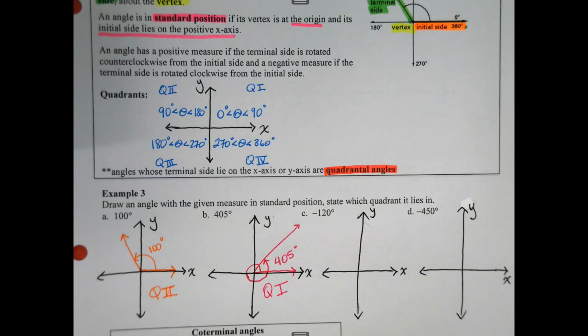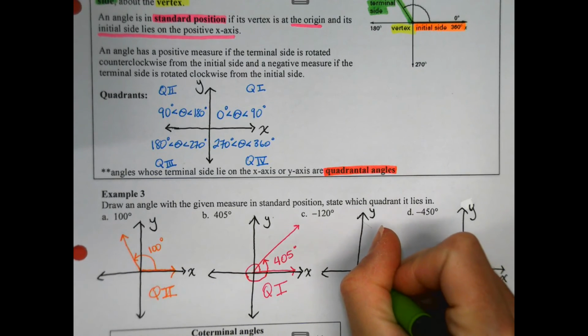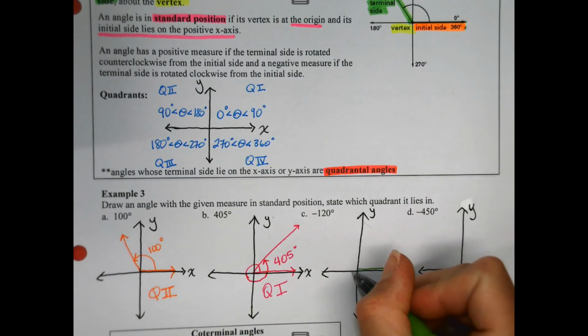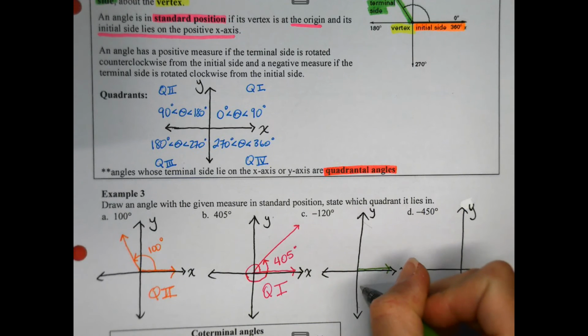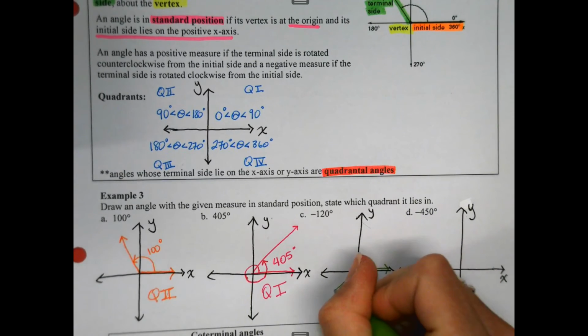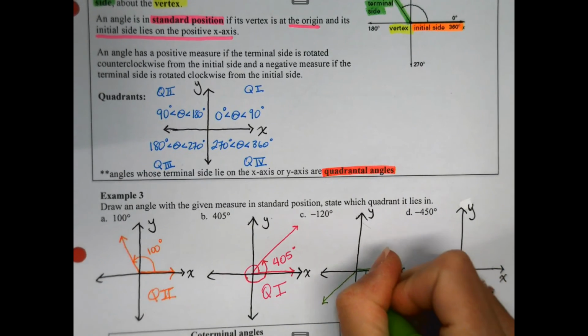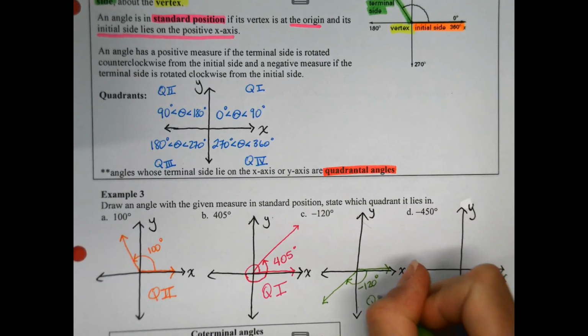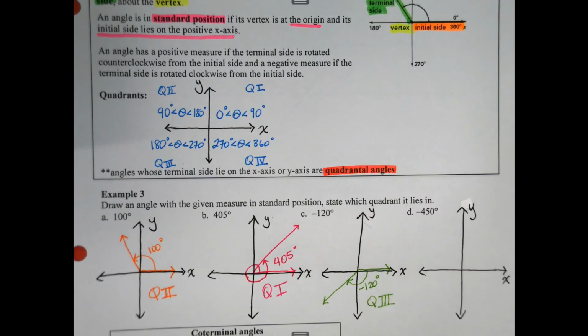Negative angles are the same as positive angles, they just rotate in the opposite direction. So an angle of negative 120 degrees will start here on the positive x-axis, and instead of rotating counterclockwise, it's going to rotate clockwise. Through quadrant number 4, that gets us to 90 degrees. And then we have to go another 30 degrees. And therefore, this angle here would be negative 120 degrees, and the terminal side is in quadrant number 3.